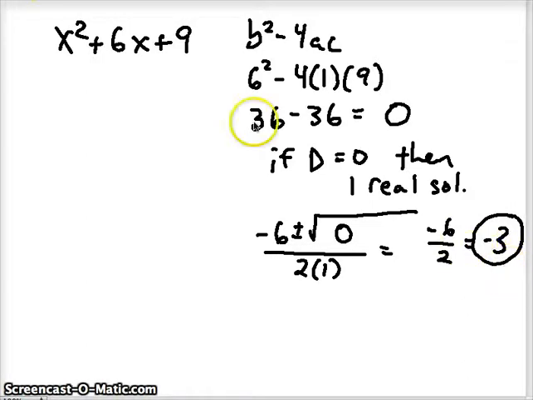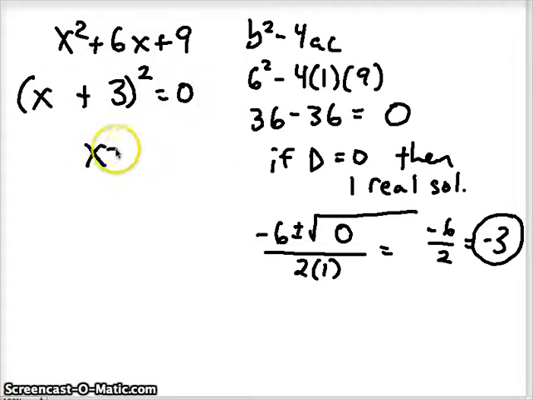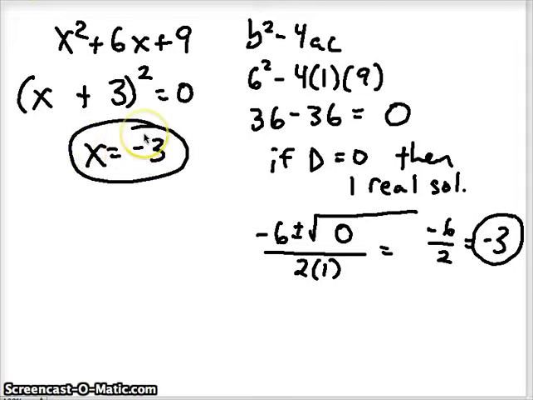Now, like I said earlier, this was a perfect square. We could factor it fairly quickly and get the solution just as well. Square root of the first term, square root of the last term with the middle sign, and squared. So if we set that equal to 0, we get x is negative 3. So it doesn't matter how we solve it, but we knew we needed to get one real solution, and we got it. So chances are we're correct. Let's try another one here.